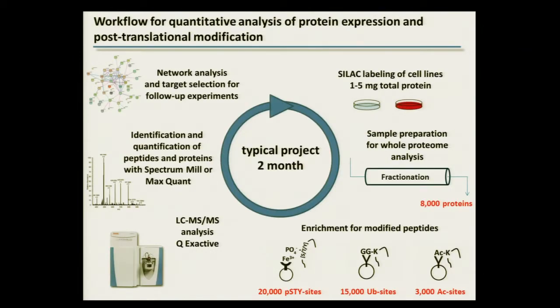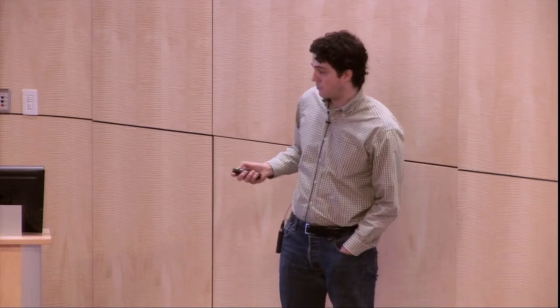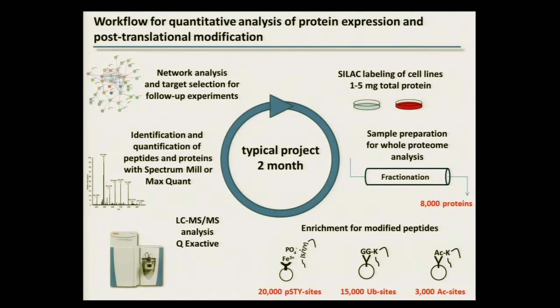So how does a typical workflow look for quantitative protein expression and post-translational modification analysis? Typically, our turnaround time is 2 months. And this usually starts with SILAC labeling, which can take up to 2 weeks. Then sample preparation for whole proteome and PTM analysis. Typically, fractionation is involved because you have to reduce the complexity of your sample. And on the proteome level, we can reach up to 8,000 proteins. On the phospho level, 20,000 sites, up to 15,000 ubiquitin sites, and 3,000 acetylation sites if you really go for deep coverage.